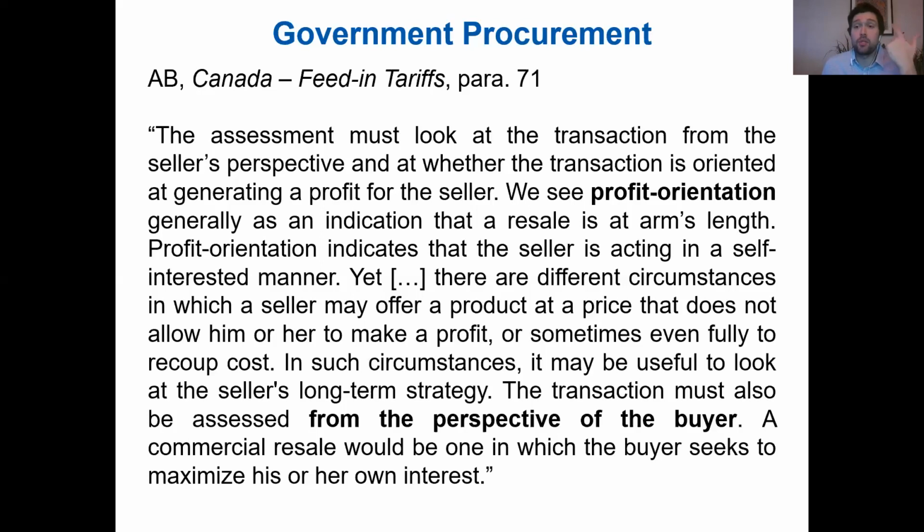But then, apart from that, we need to make sure that we assess the transaction from the perspective of the buyer. When we talk of a buyer, we need to make sure that the buyer also intends to maximize his own interest. The buyer seeks to maximize his own interest, so the buyer is also trying to get benefit out of it. If we look at the transaction from both sides and we see that both parties are acting in their interests, both parties are trying to maximize their own benefits, then we have a situation of a commercial resale.